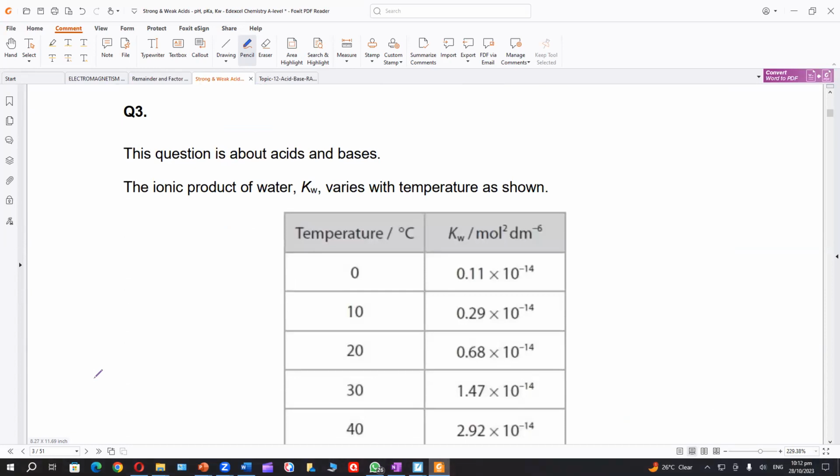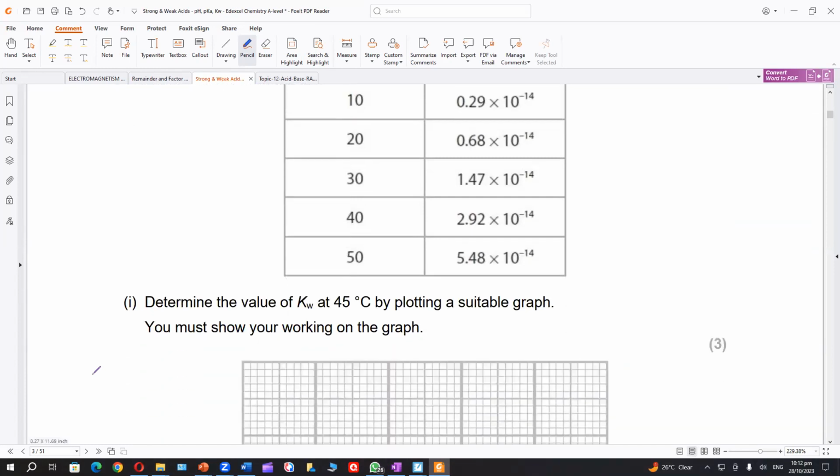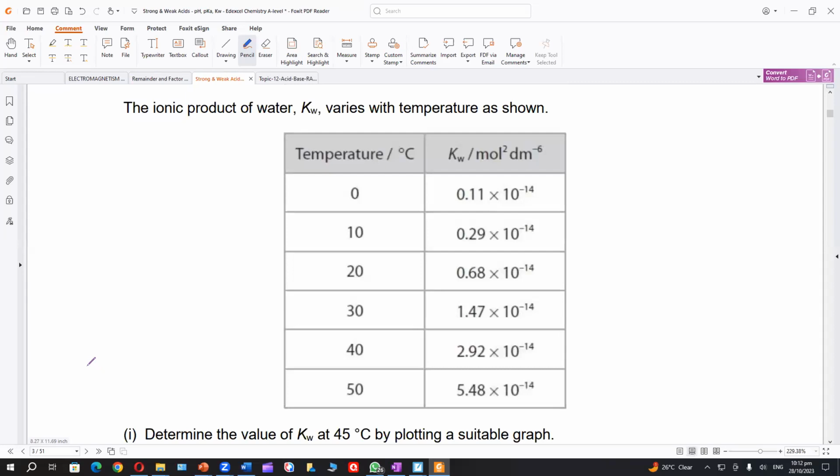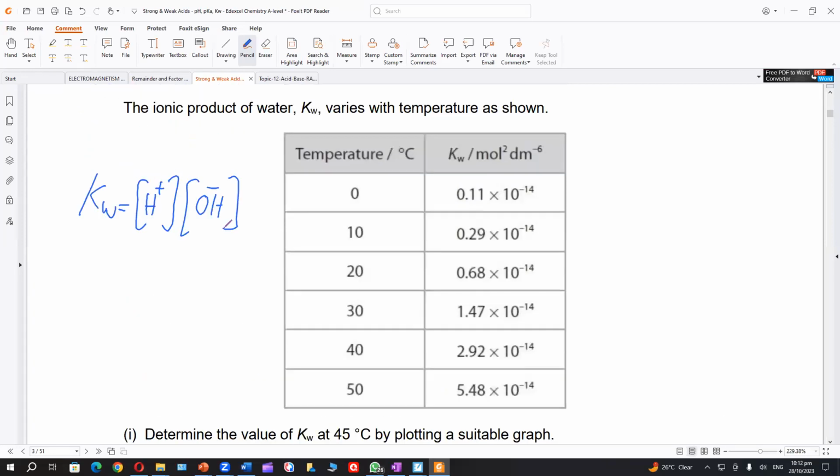This question is about acid and bases. The ionic product Kw varies with temperature as shown. Temperature, and do you remember Kw, ionic product of water? You just plot Kw against temperature, right? But do you remember, I'm writing the equation for Kw for memory. It's H plus into OH minus. Simple. Concentration of H plus.